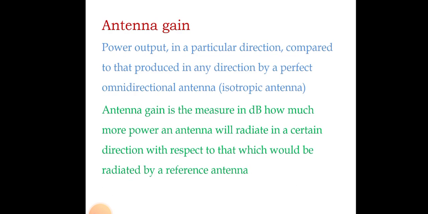Antenna gain. Antenna gain is an important factor in antennas. Every electronic component has an important part, that is gain, the efficiency. It is the power output in a particular direction compared to that produced in any direction by a perfect omnidirectional antenna. The antenna gain is the measure in decibels of how much more power an antenna will radiate in a certain direction with respect to that which would be radiated by a reference antenna.